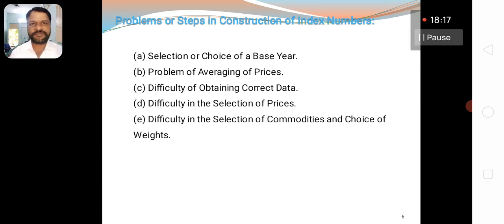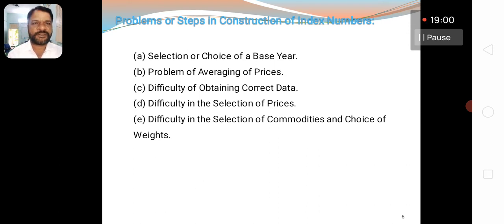At the same time, the second problem or the second step is the averaging of the prices. What average price should be selected to construct the index number is also one of the steps that should be taken. The average price means the prices of the different commodities in different years. Now how can they be averaged? Different methods are available for the construction of the index number. Which one is the best formula should be selected, and there is difficulty in obtaining the correct data.